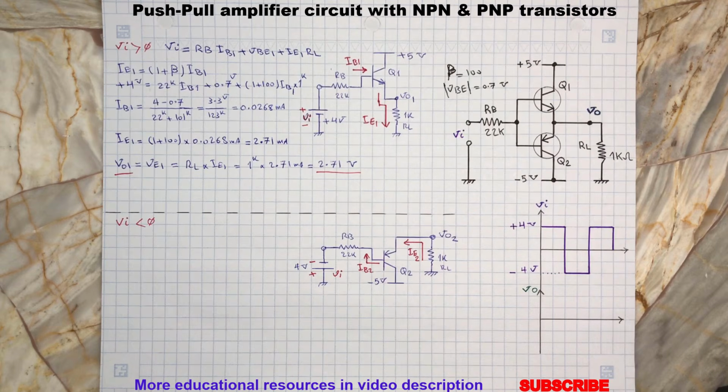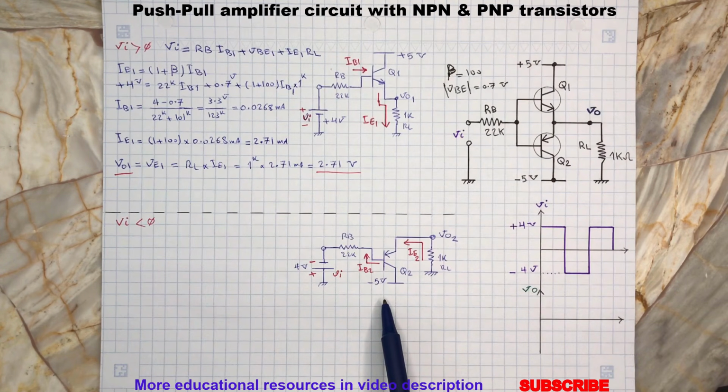Now let's assume the input voltage is at its negative peak, which is -4 volts. This will put the transistor Q1 in reverse bias and transistor Q2 in forward bias. Here is the simplified circuit when the input voltage is -4 volts.